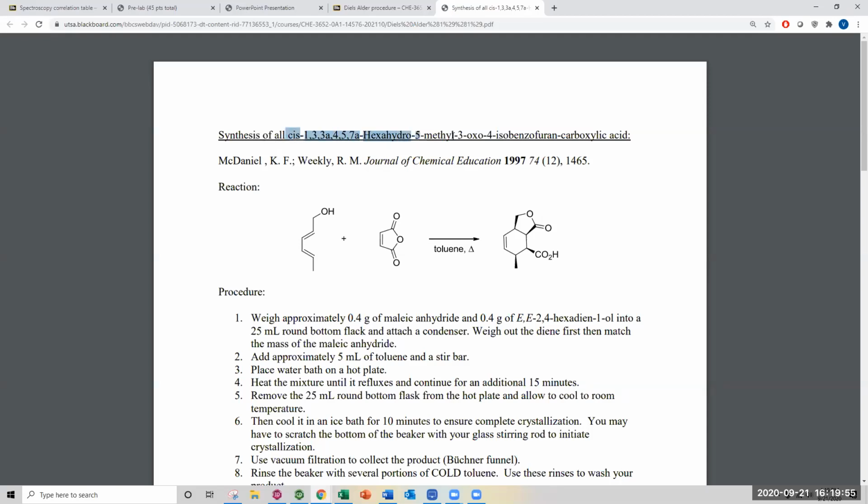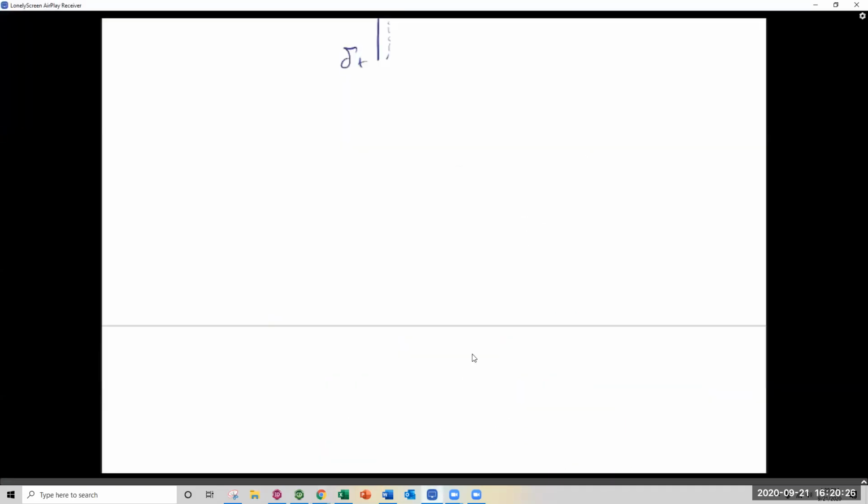And if you look at this name right here, that's long. In your lab report, and I told the TAs this, because nobody wants to see this word cut and pasted 100 times in your lab report, you may refer to this species right here as the Diels-Alder product or DA product. You can just call this DA product, because like I said, nobody wants to read this word 1,000 times. Okay, all right, so let's look at the mechanism.